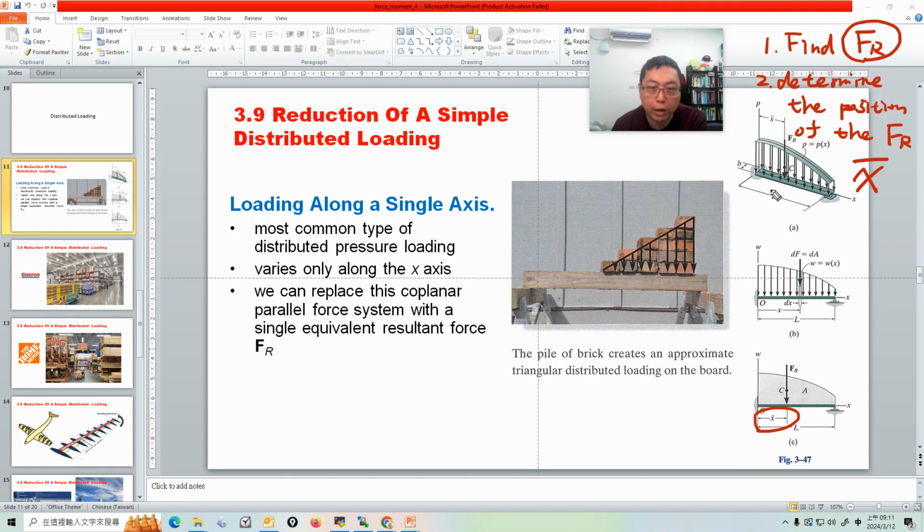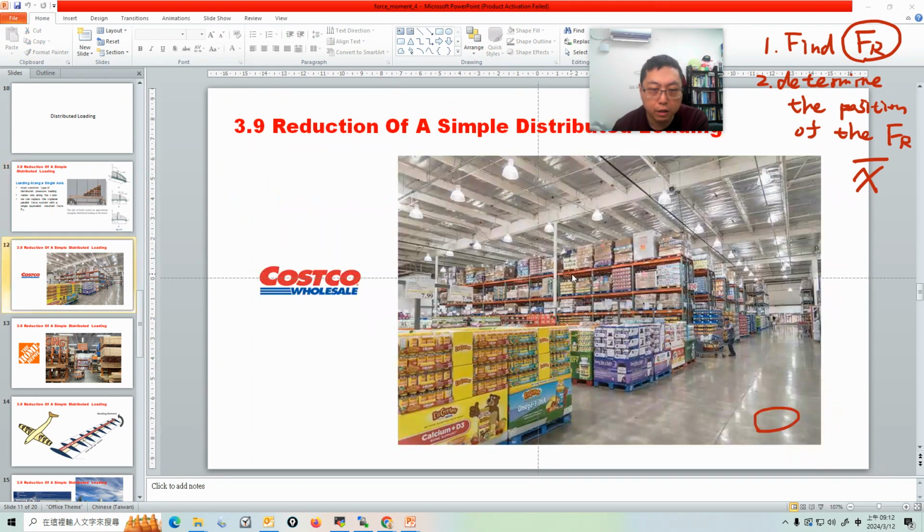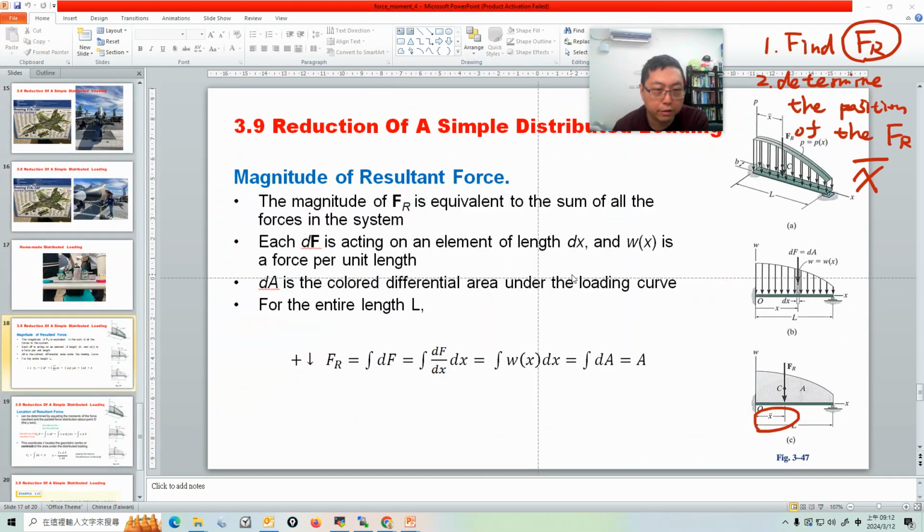That's our goal. Suppose I have a distributed load system. I want to make a simplification of the system for further analysis. For the simplification, we have to find out what the final resultant force is and where the resultant force is acting. So find the FR and X bar. Next I have to show you how to do the simplification. So let's start with it.